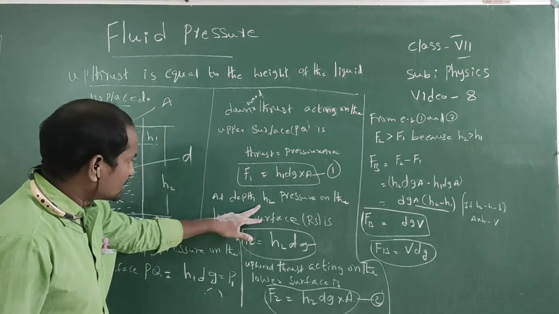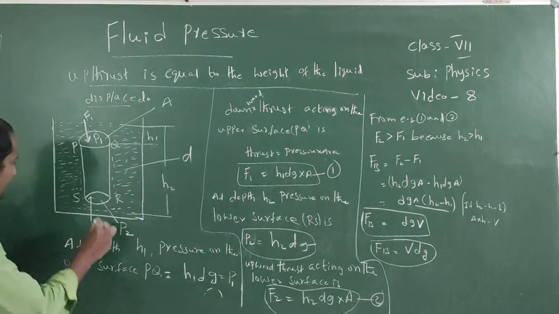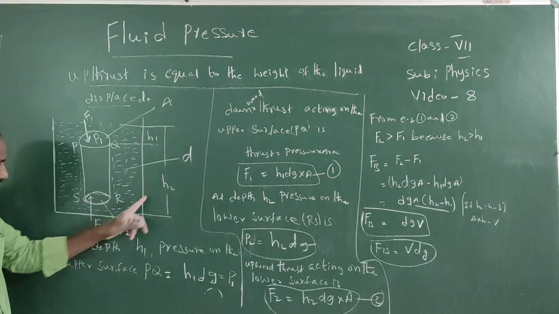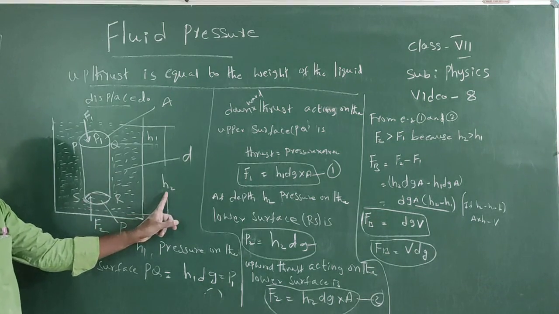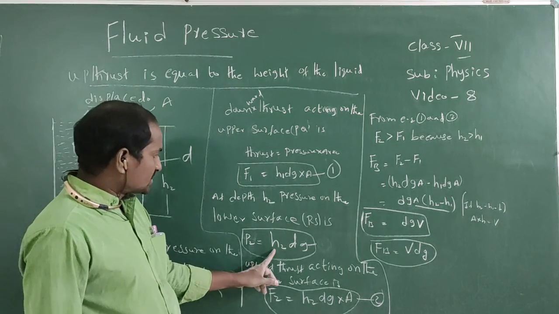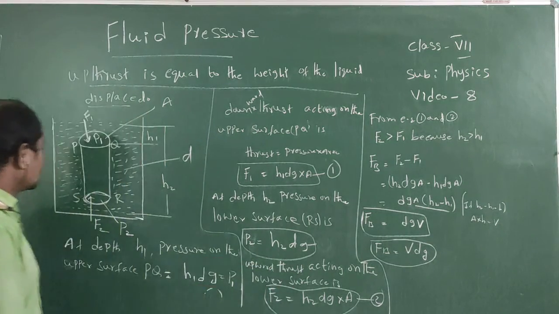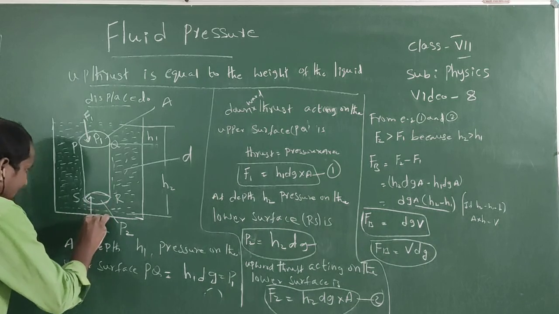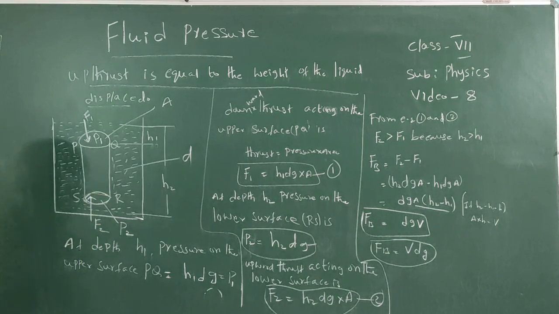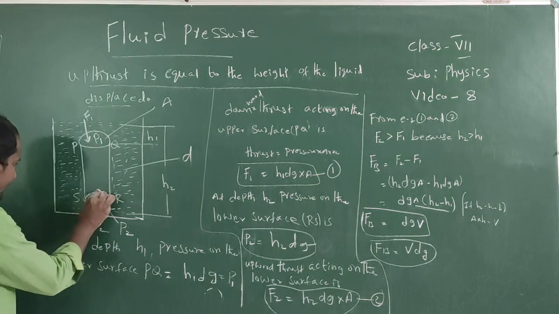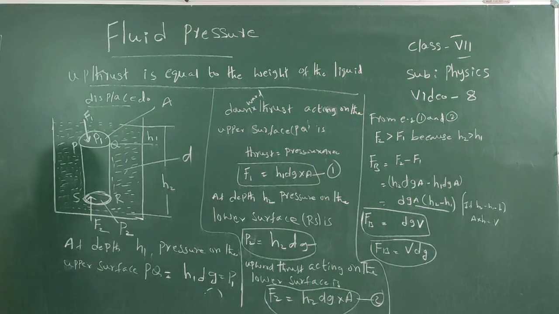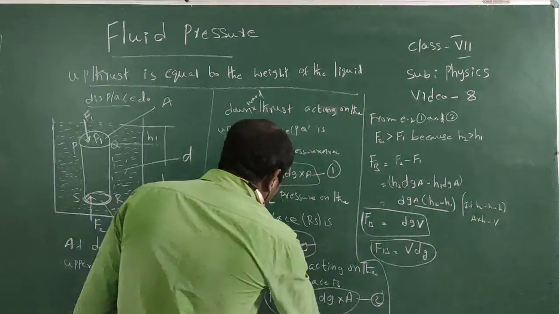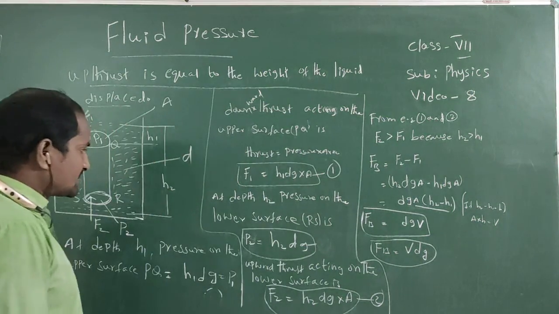Now at the depth h2, the pressure on the lower surface: here the height equals h2. So P2 equals h2 into d into g. The thrust acting vertically upward on the lower surface RS equals pressure into area of cross section. This thrust is F2. So F2 equals h2 into d into g into the area of cross section A. That is equation number 2.